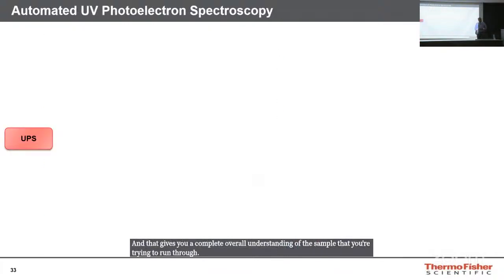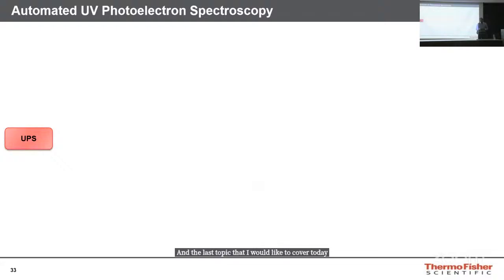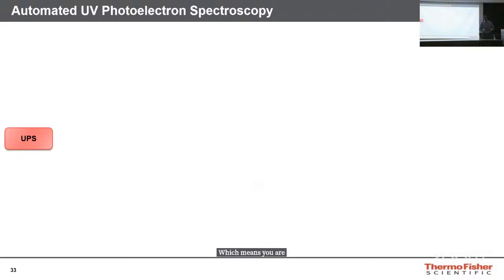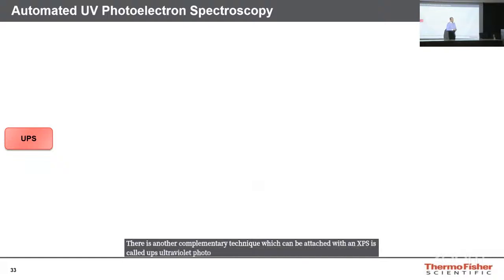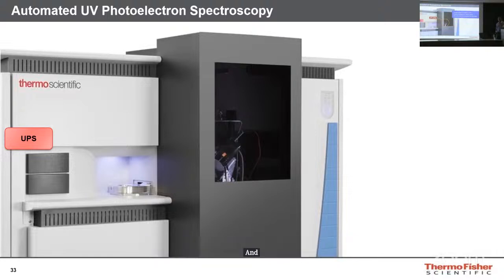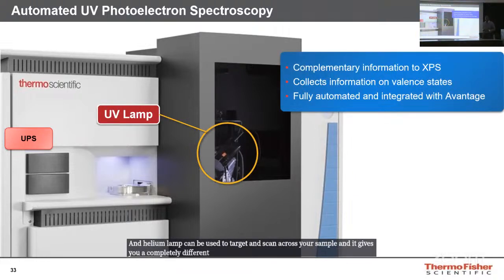And the last topic that I would like to cover today is this: all these techniques we have seen so far are X-ray photoelectron spectroscopy, which means you are using an X-ray energy of 1486 eV. There is another complementary technique which can be attached with an XPS, called UPS, ultraviolet photoelectron spectroscopy. This UPS attachment is available on your K-alpha instrument, and it uses a helium lamp. The helium lamp can be used to target and scan across your sample, and it gives you a completely different set of information from your sample.